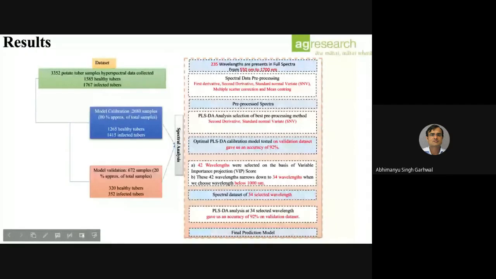And then we got the final prediction model. So that's the calibration process with 3352 potatoes. This is the data set.